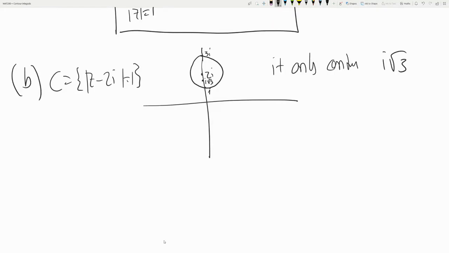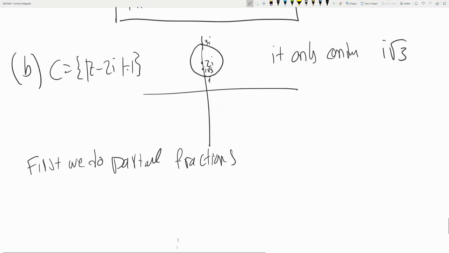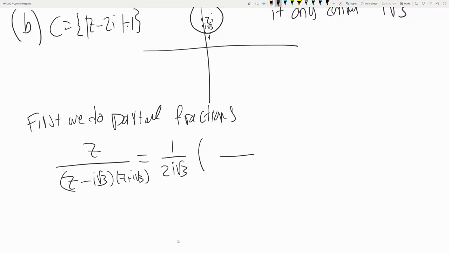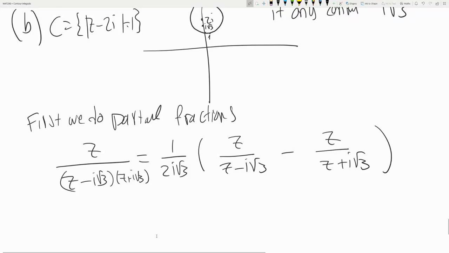Okay, so first let's do partial fractions. And the reason is, in order to isolate the integral that has the pole. So z squared plus 3. And we found the roots, so I might as well write them. Right, so you have 2i square root 3. And then okay, so that's the partial fraction.